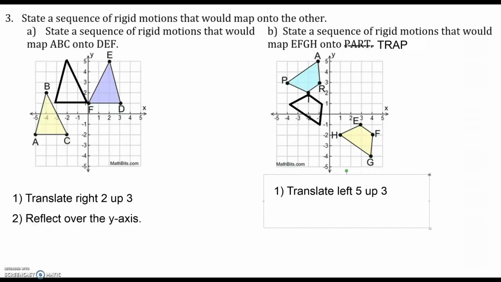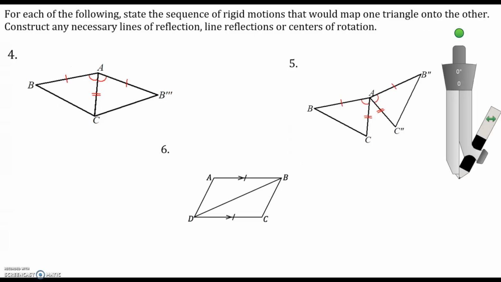And then I would reflect it over y equals 2, which is that horizontal line right here where the letter T is. And that would end up in the right place. So if you came up with different answers, that doesn't make yours wrong, just a lot of different ways to do these ones. Now, for the ones on the plane, there's going to be more than one correct way often, but I'm going to show you the simplest way for each.